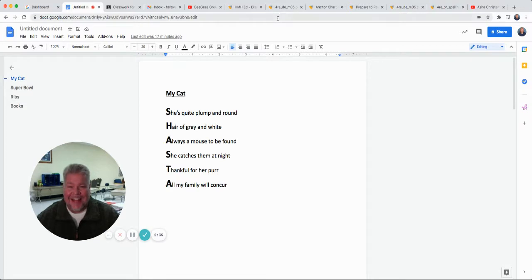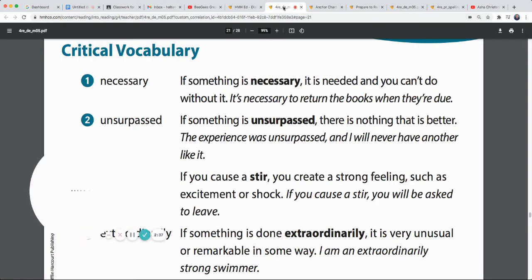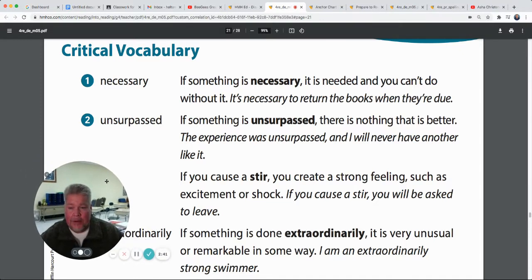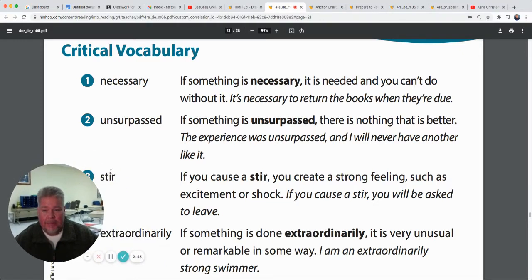All right, so let's take a look at, first off, some words that we're going to need to know for this story that we read. And so there are 6 of them. This first word is necessary. It's probably harder to spell than it is to remember what it means, because it's a word we use a lot. Necessary, two S's there. If something is necessary, it's needed, and you can't do without it. It's necessary to return the books when they're due. Necessary. You can't do without it. It's needed.